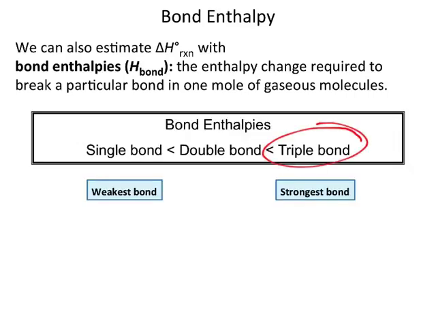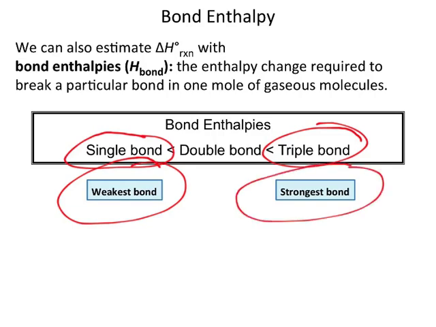As you may have noticed, the bond enthalpy value for a triple bond is the highest, and a single bond is the lowest. This is because a single bond is the weakest bond, and so it requires less energy to break, whereas a triple bond is the strongest bond we have, and that requires the most energy in order to break it. So these bond enthalpies are phrased in terms of energy required to break a bond. If you then reform the bond, then that energy is released. But we're phrasing these as energy to break the bond, so it's an endothermic process.